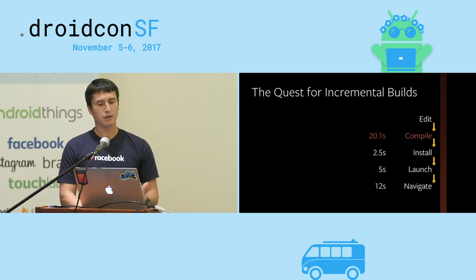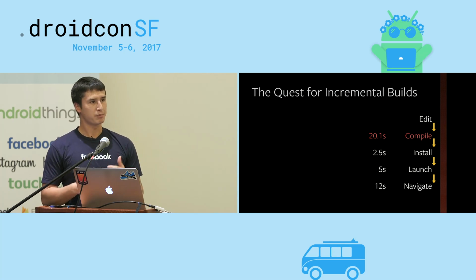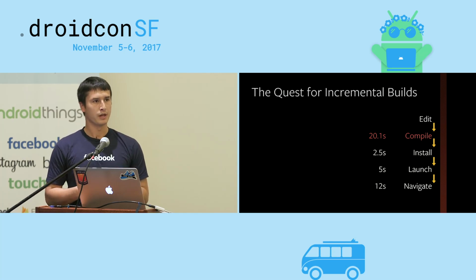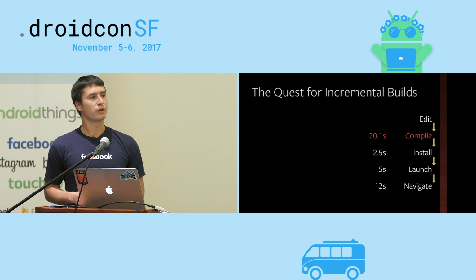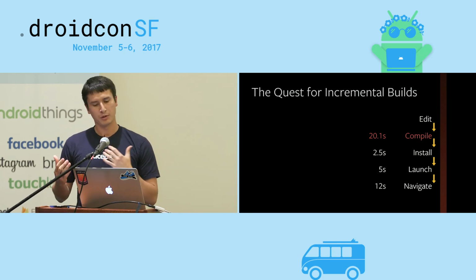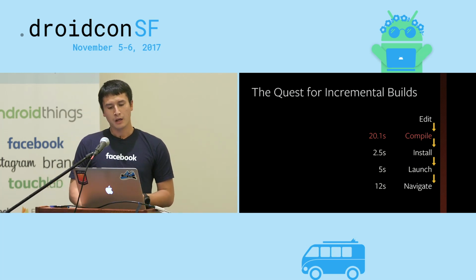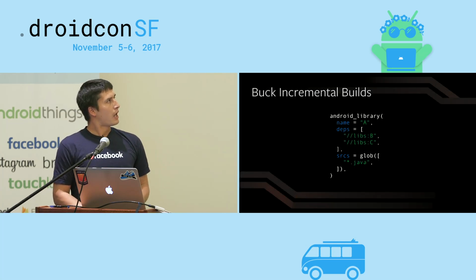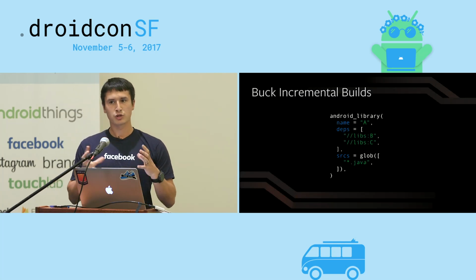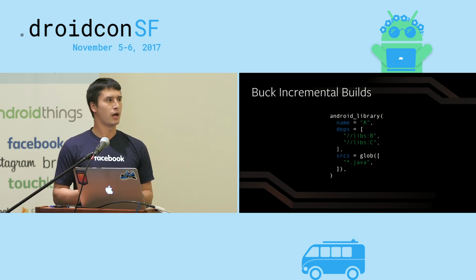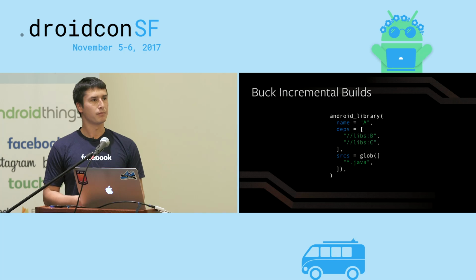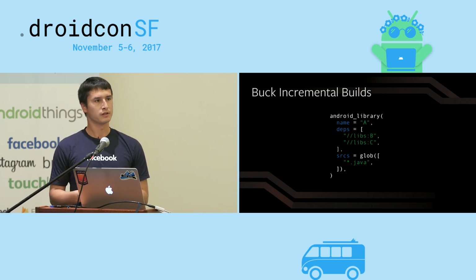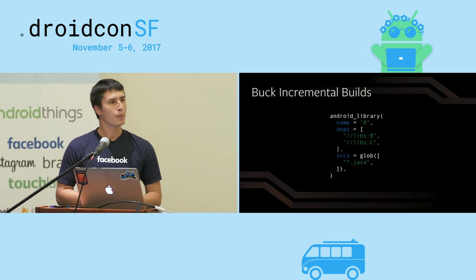So I'm going to start by talking about how Buck today already makes portions of this workflow incremental, and how pretty soon we're going to see more and more of this workflow become incremental. So let's start with the biggest chunk of time here, compilation. And Buck's notion of incremental compilation is based around a rule. So this is a definition of a Buck rule. It's an Android library, it has a name, it has dependencies on some other rules, and it has a glob of sources, so all the Java files in this directory.